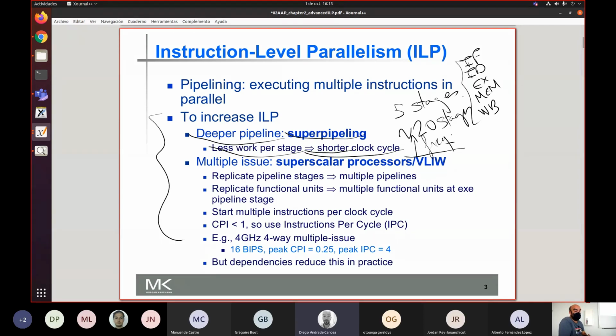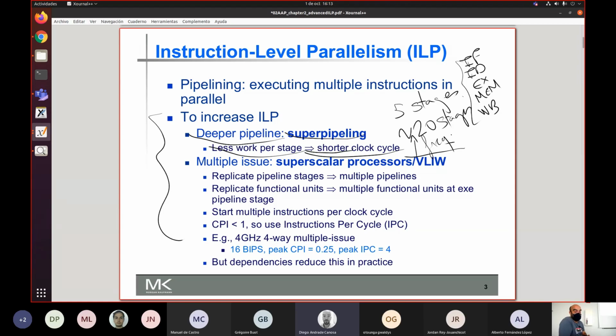Okay, so obviously this is an idea that has been widely applied in the design of modern processors. If we divide the execution of one instruction in 20 stages, at maximum we can have, at least from a theoretical point of view, 20 instructions being executed at the same time. Okay.